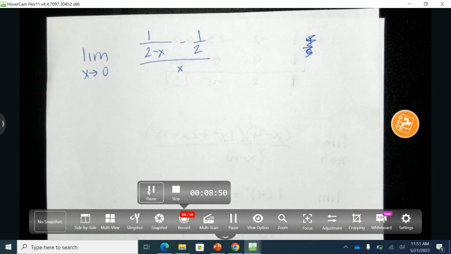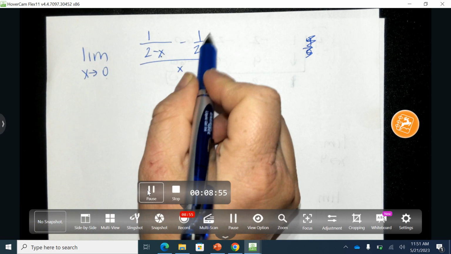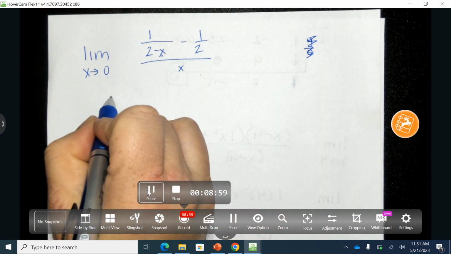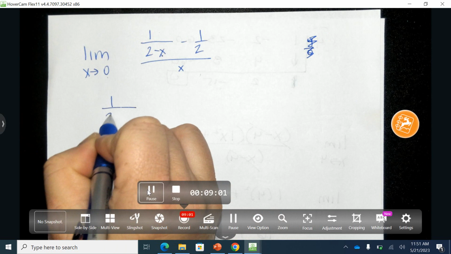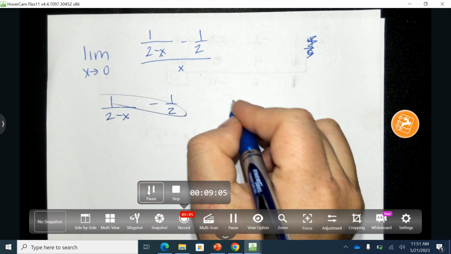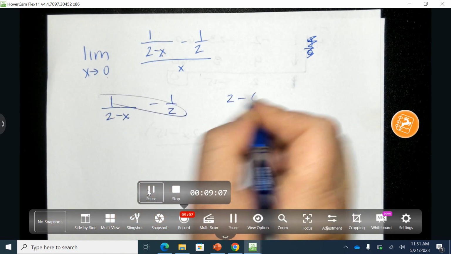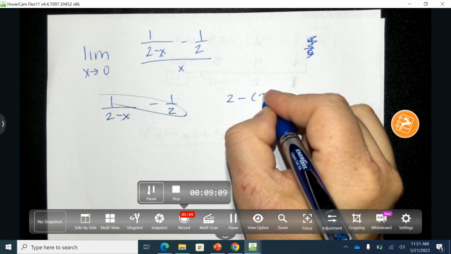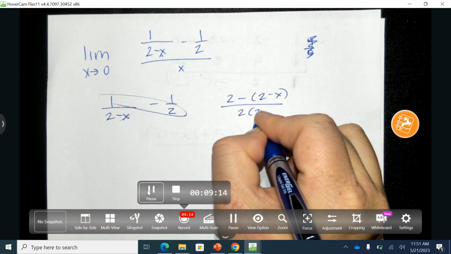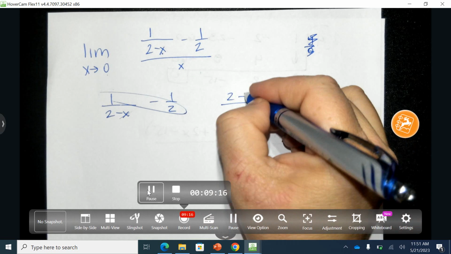So everything we go over right now is kind of the trickier problems. So again, I just went over plugging in 0. I know I get 0 over 0. Let's see what we can do. I'm going to try the butterfly method up top. So 1 over 2 minus x minus 1/2. So 1 times 2 is 2, and 1 times this quantity is 2 minus x, all over 2 times the quantity 2 minus x. Okay, I'm going to distribute.